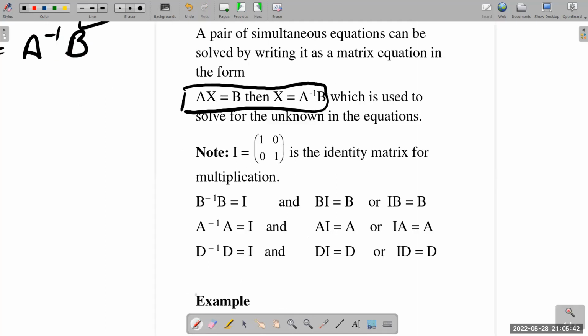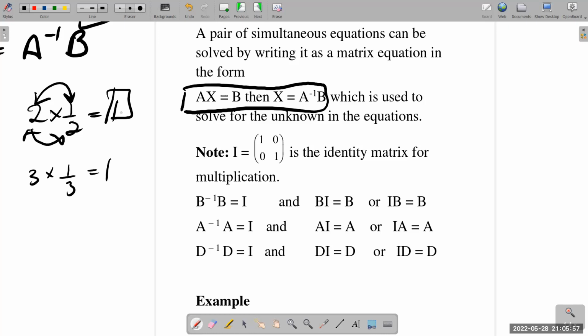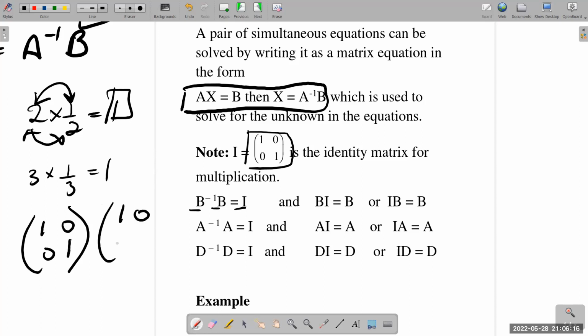Also keeping in mind, it's almost like saying 2 times a half. 2 times a half is 1. 3 times a third is 1. Why? Because these two are the inverse of each other. When you multiply two inverses, you're going to get the identity, and the identity is 1. So when you look at this, that's what it's saying. A inverse times A is the identity. And in matrix, it's not 1, but it's this specific matrix. You must memorize this. 1, 0, 0, 1. That's the identity matrix. I'm going to write it again. 1, 0, 0, 1. The identity matrix.